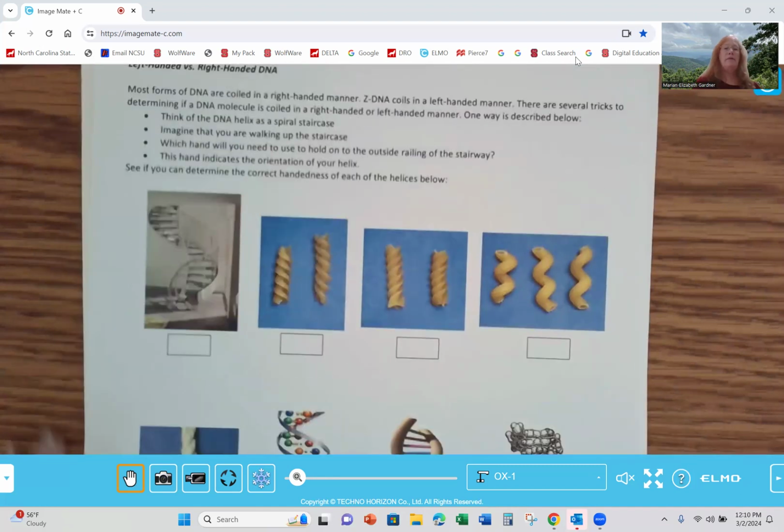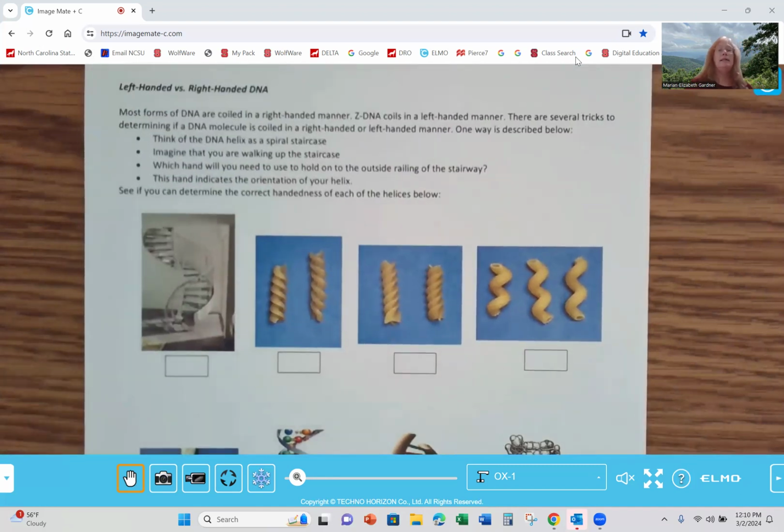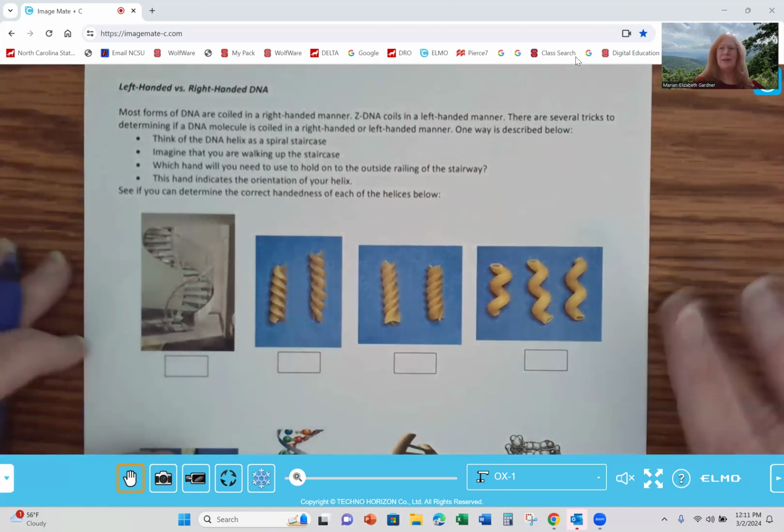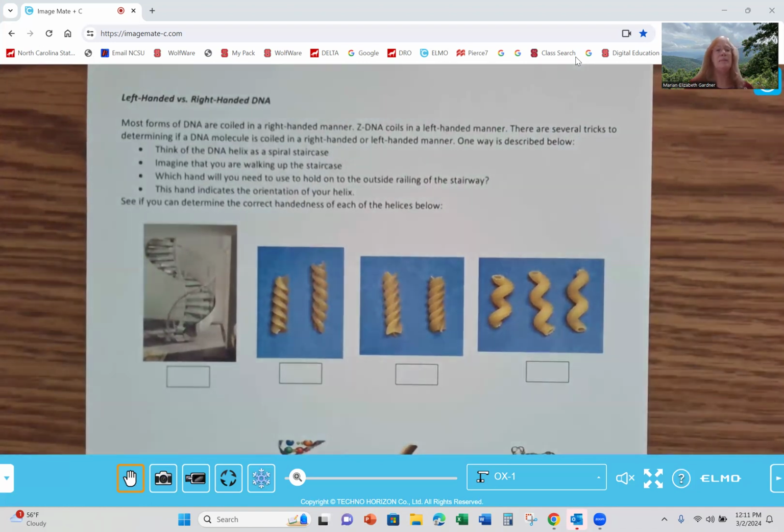So another property of Watson and Crick's model was that DNA had a right-handed coil. Now that right and left coiling bit was always something that kind of confused me in organic chemistry. Most forms of DNA do coil right-handed, but there is a structure called Z-DNA because DNA is dynamic. So at times in the cell, some DNA may coil in a left-handed manner, and that would be Z-DNA.